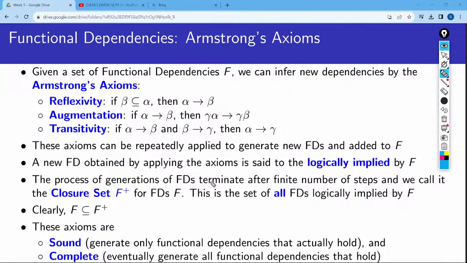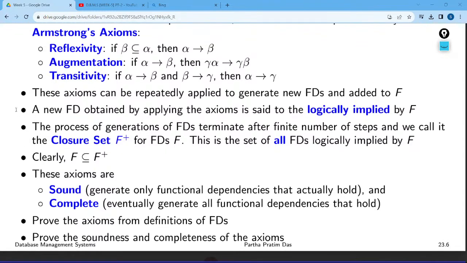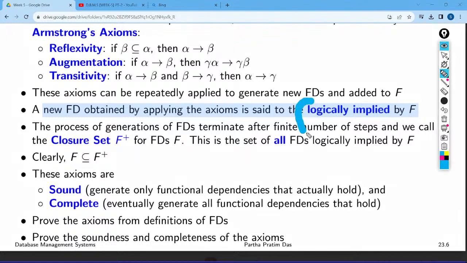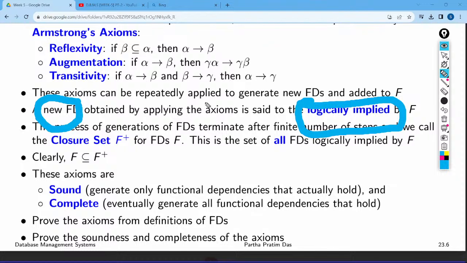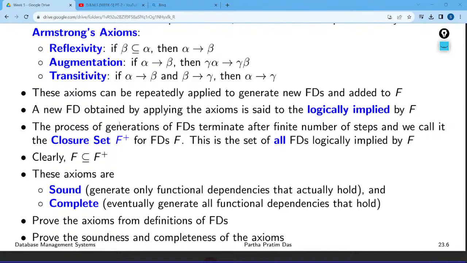Let's delete and continue. These axioms can be repeatedly applied to generate new functional dependencies and added to the function f, right? A new functional dependency obtained by applying an axiom is said to be logically implied by f. This is an important line that tells us the definition of logically implied: any new functional dependency obtained by applying the axioms would be said to be logically implied.